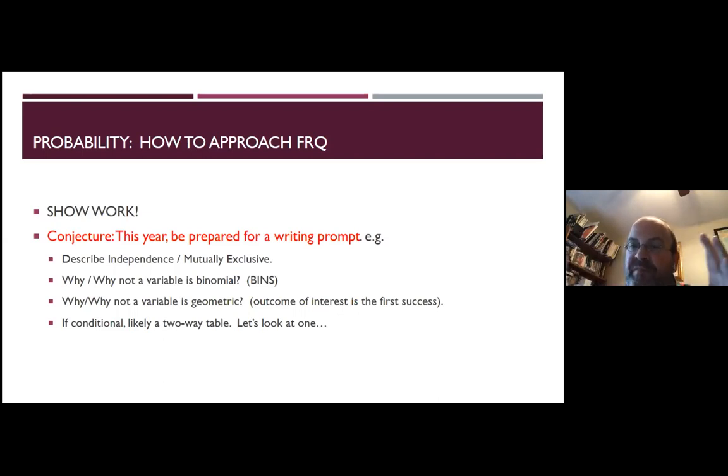Remember, you have to behave as if you don't even have binom CDF in front of you. But we might talk about why something is binomial. And remember the conditions for binomial. Binomial: independent, a fixed n, and a fixed probability of success. We call that BINS. Most teachers use that acronym. Why a variable is geometric.